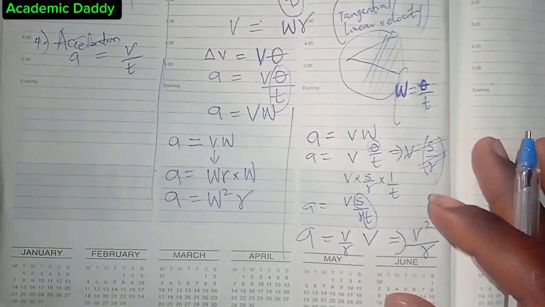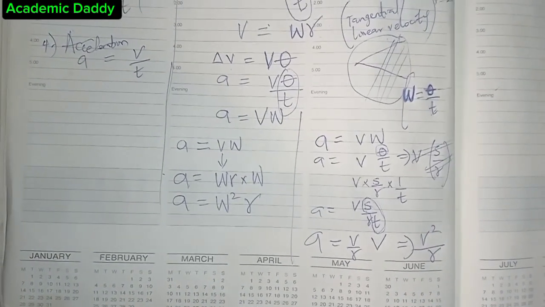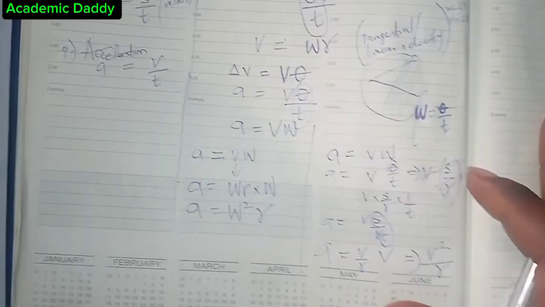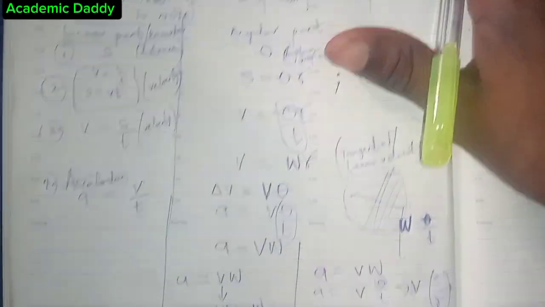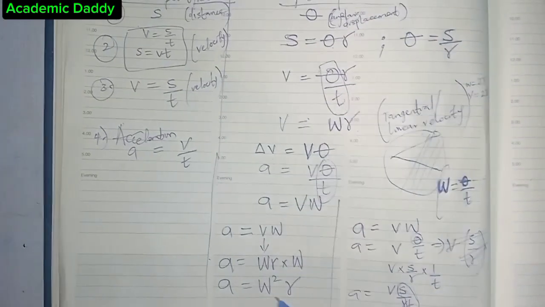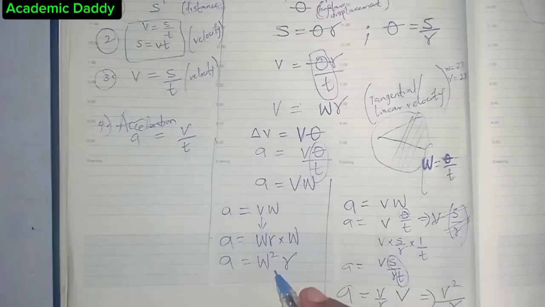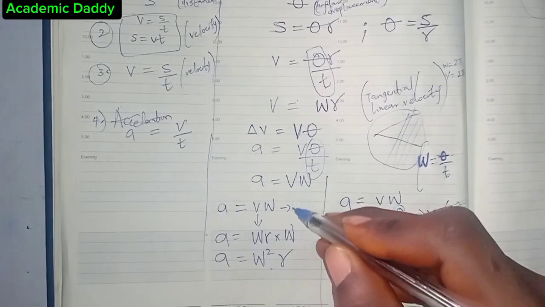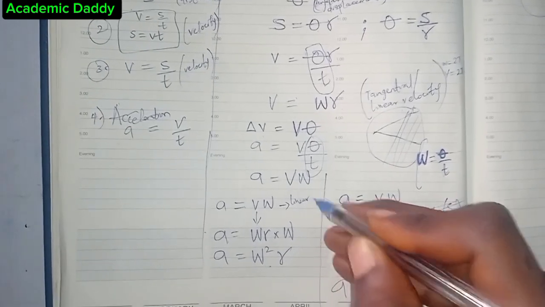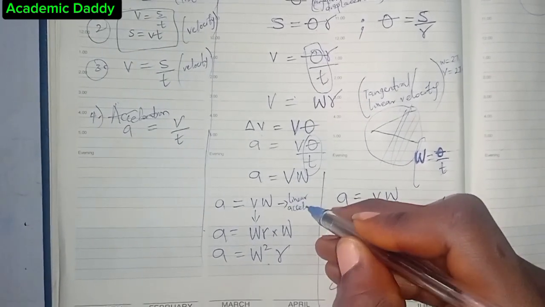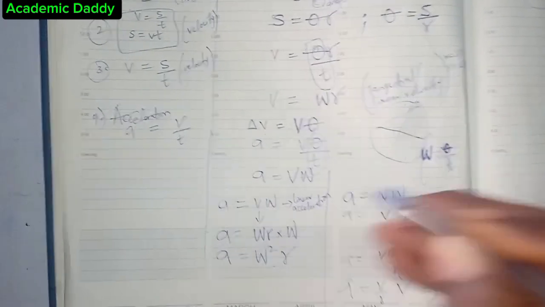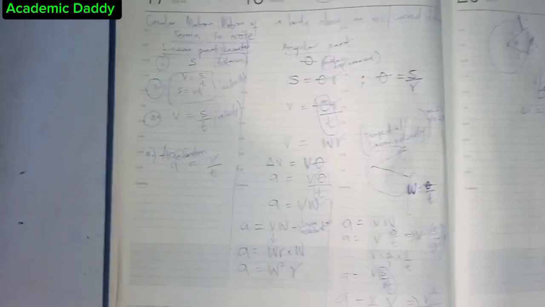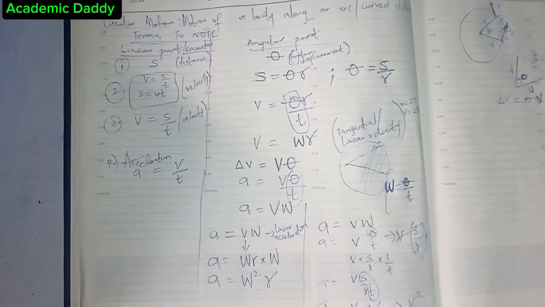So you need to know that this thing that we have here, w square r, or vw, this one now, you can call this linear acceleration. Very important. You need to take your time and think about what I'm doing here without doubts. Let's take your time. So this is how to derive this.